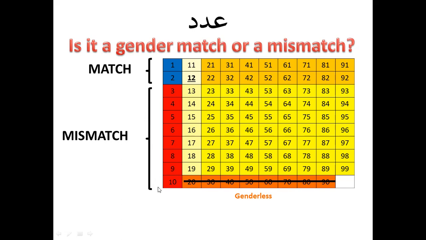So 3 to 9, it's a mismatch all the way till 99. All right? So these 3 to 9 lines are a mismatch. Again, I will reiterate, the mismatch is happening between the ones of the number and the madud, the counted thing.